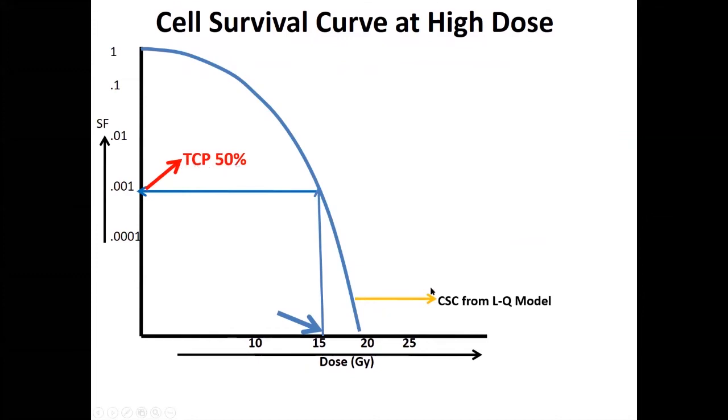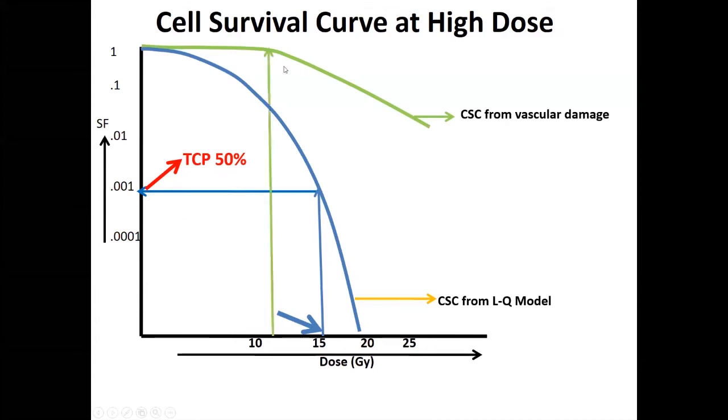So this is what we get from the linear quadratic model. But now we know that there is a third process of cell kill also, that is the vascular damage. And there is a threshold up to which this process will not trigger, around 10 gray. After this only this process will be triggered and it will kill the cell. So it will reduce the survival fraction.